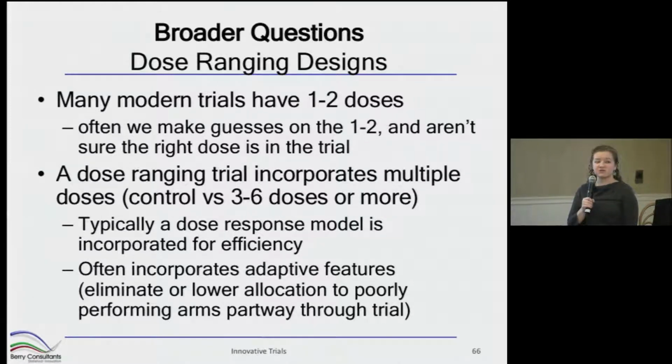So a dose-ranging trial is a trial that incorporates more doses. So 3 doses, 6 doses. We've looked at trials that have many more doses than that. A lot of times when we do a dose-ranging trial where we have multiple doses, we want to have a model that explicitly looks at the relationship between the efficacy and the dose level. And a lot of times we'll often look at adaptive features, such as maybe eliminating arms that aren't performing well, so we can start to drop arms, or maybe change the allocation to our doses. So if some doses start to look like they're performing better, we increase the randomization to those arms.